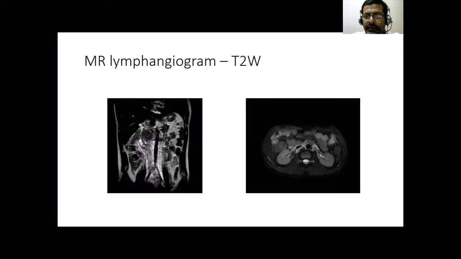This is a picture of an MR lymphangiogram. You can see dilated white channels around the aorta. This is a coronal section and this is a transverse section.